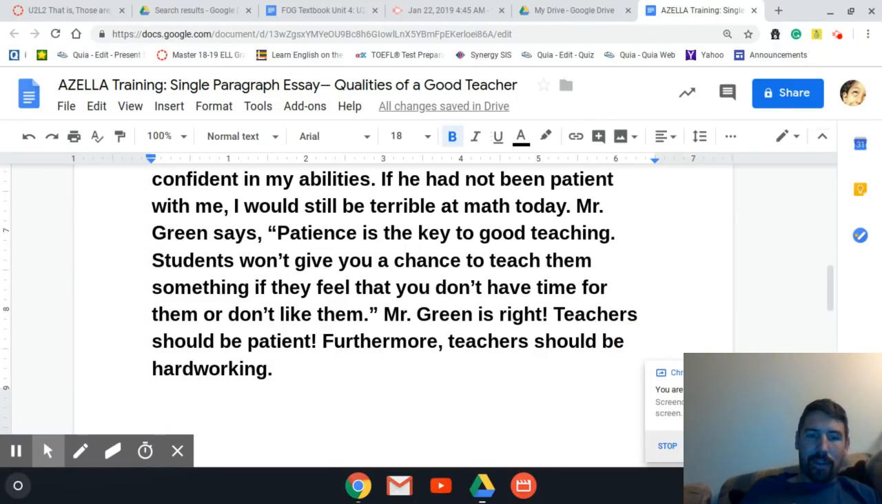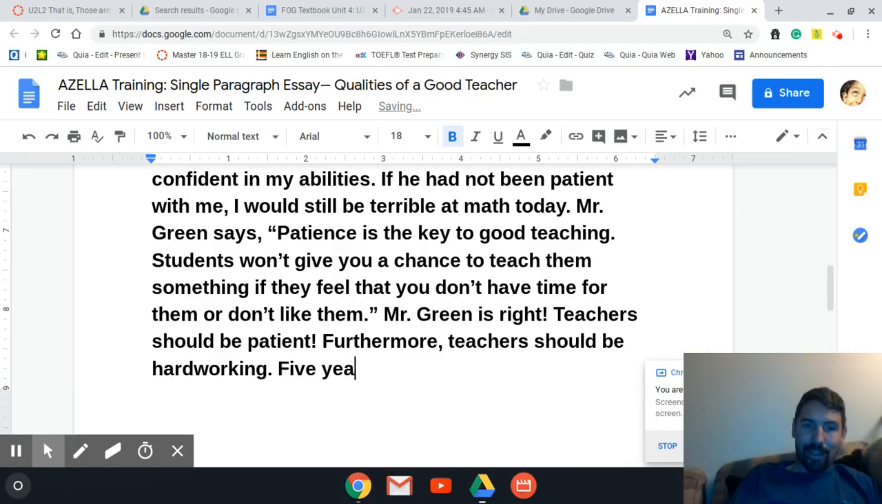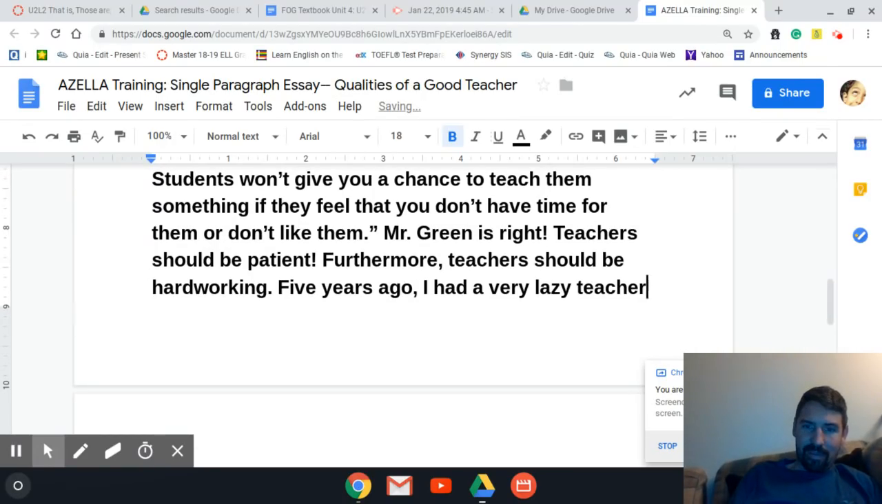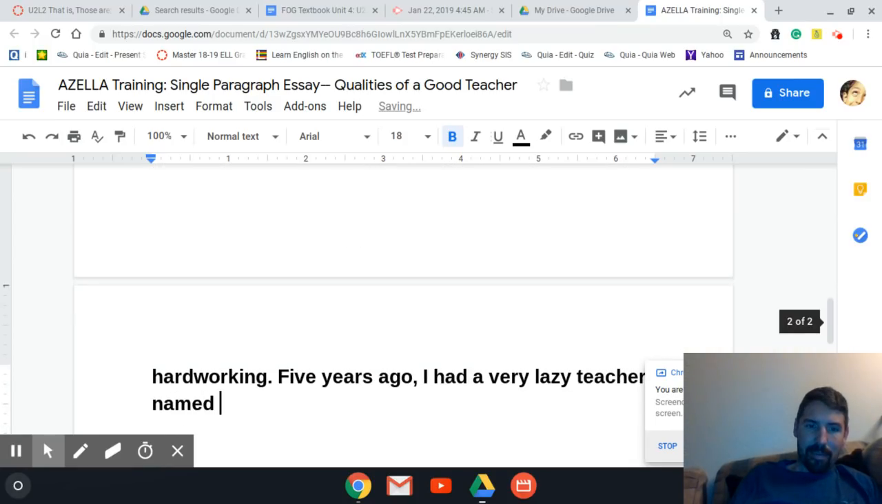Now, little trick for you. We gave an example with Mr. Green, right? He was very patient. If we want, we can do a non-example. What that means is I could come up with a story about a teacher who was the opposite of hardworking. What's the opposite of hardworking? Lazy, right? So how about this? 5 years ago, I had a very lazy teacher named, give me a name, Mr. Book. Okay, there we go.